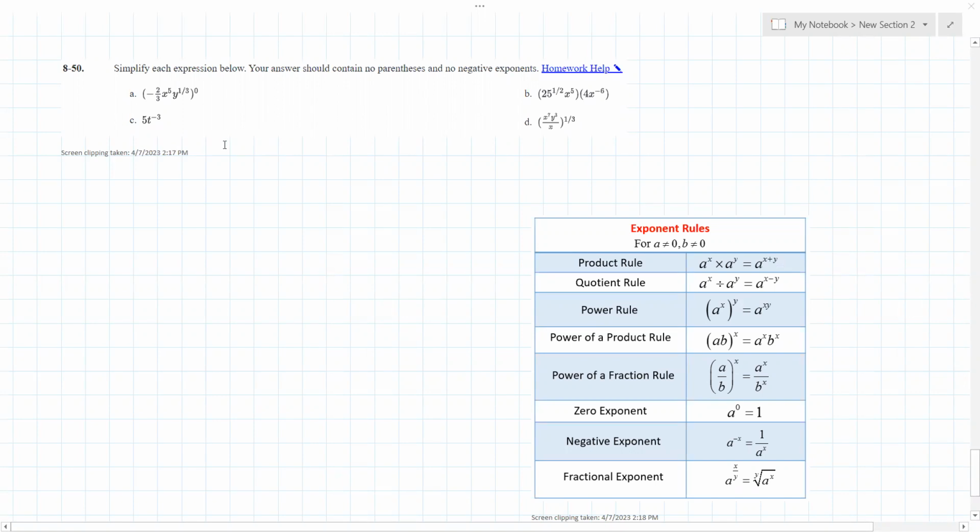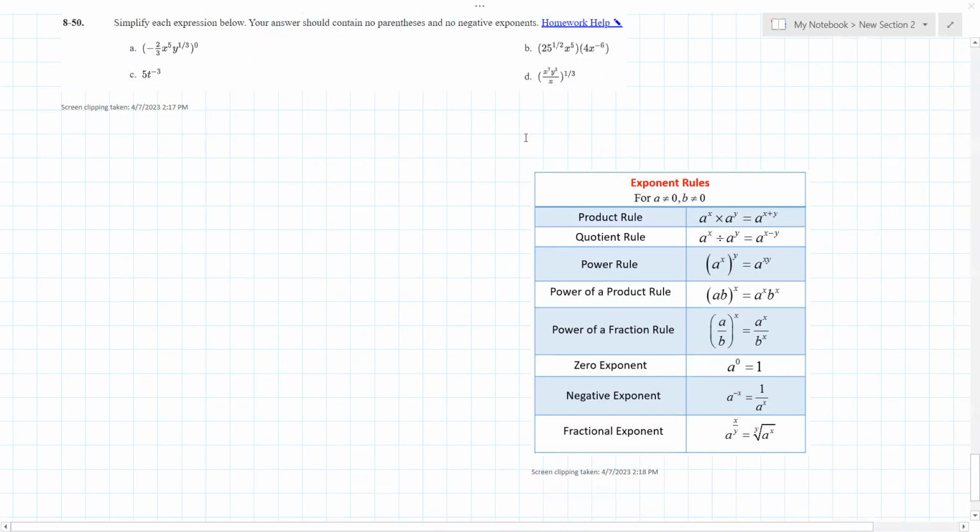Okay, in this problem, we need to simplify these expressions. But in the answer, we don't want parentheses, we don't want negative exponents. In order to solve these problems, we need to remember these exponent rules.